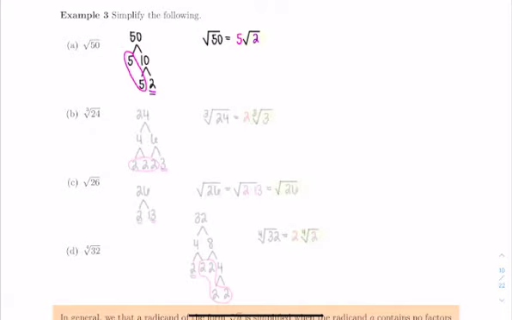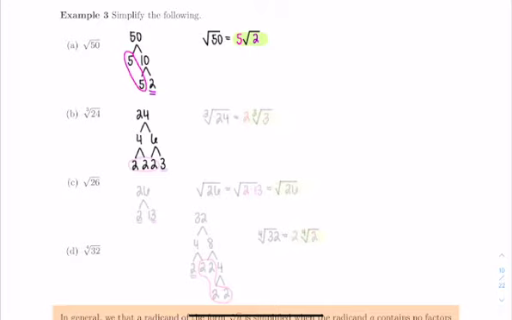And so this simplifies as 5 times the square root of 2. Let's look at the cube root of 24. Again, we want to break down 24 with our factor tree. We have 4 and 6, and then 4 and 6 can both be broken down. 4 is 2 and 2, and 6 is 2 and 3.